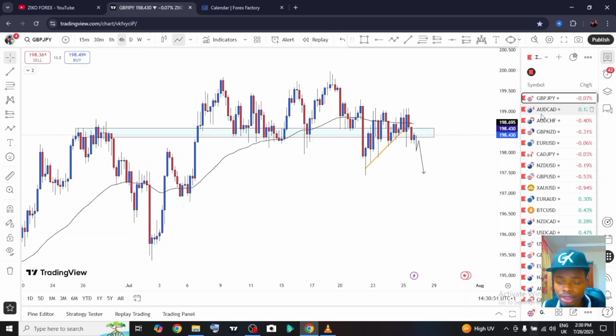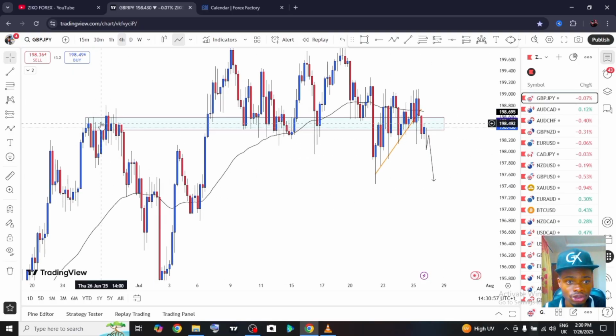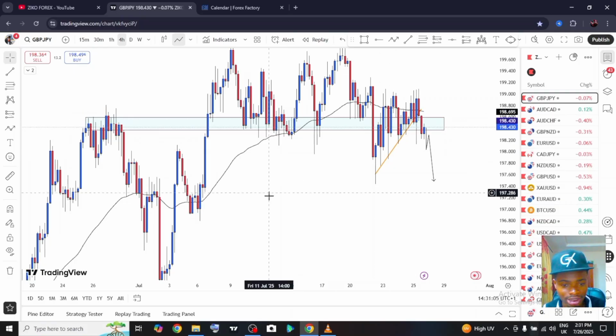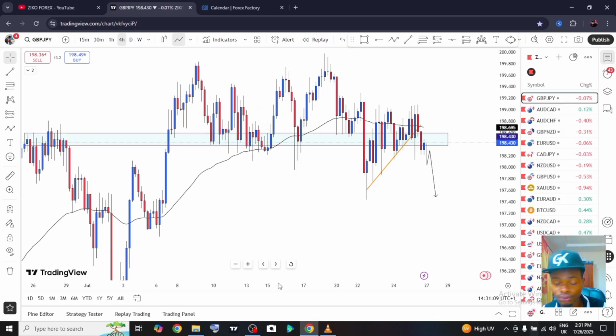So the very first pair we have for this week is GBP JPY right here. Now GBP JPY, we have a strong area of interest. We have a clear rejection from this area, multiple rejections from this area, and just a choppy market around this area. Now we actually sold this pair last week and it was a winning trade, right? So we are hoping to see whether it can give us another win this week.